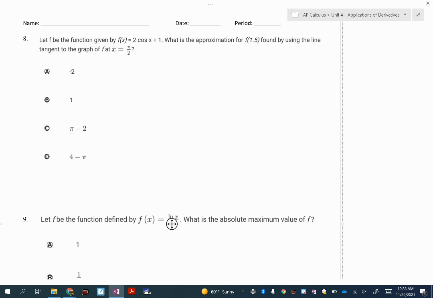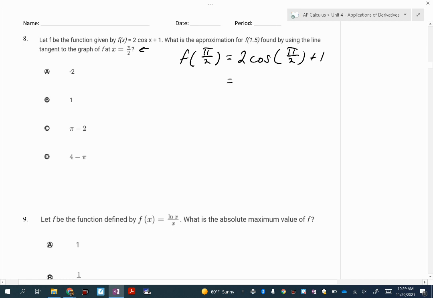What is the approximation for f of 1.5 found by using the line tangent to the graph of f at x equals pi over 2? Well, the first thing I notice is that we don't know what happens when we plug in our x value of 1.5. I'm sorry, we don't know that, we're trying to approximate it. What I meant to say is we don't know what happens when we plug in an x value of pi over 2. So I'm going to plug in pi over 2 because I'm going to need that. So 2 cosine of pi over 2 plus 1. Now, pi over 2 is a quadrantal.